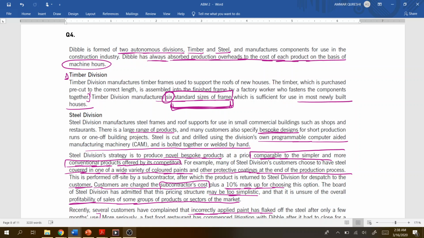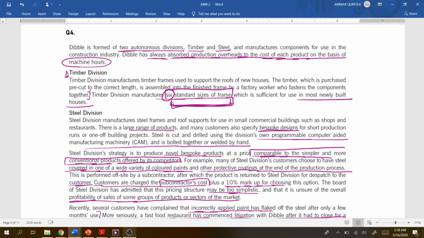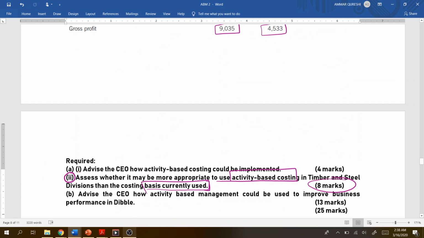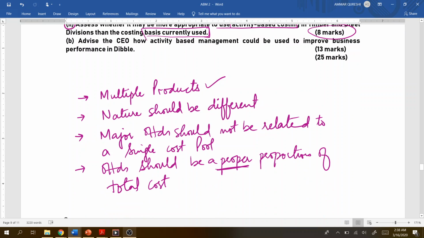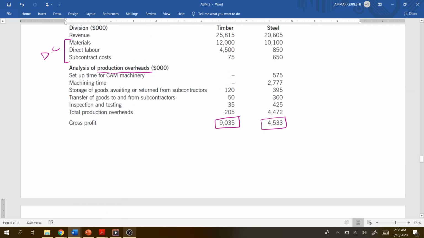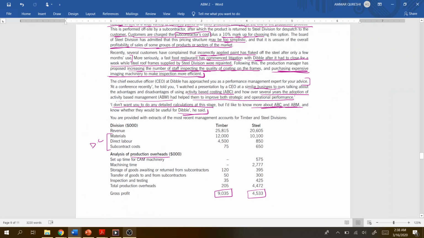If it's a standard product, if these products may be like each other, for example, if the same kind of activity is performed, that's something which is not much in favor of activity based costing, right? And the third one is that major overhead should not be related to a single cost pool, and overhead should be a proper proportion of the total cost, right? So let's check this part. Let's see if this is applicable or not.